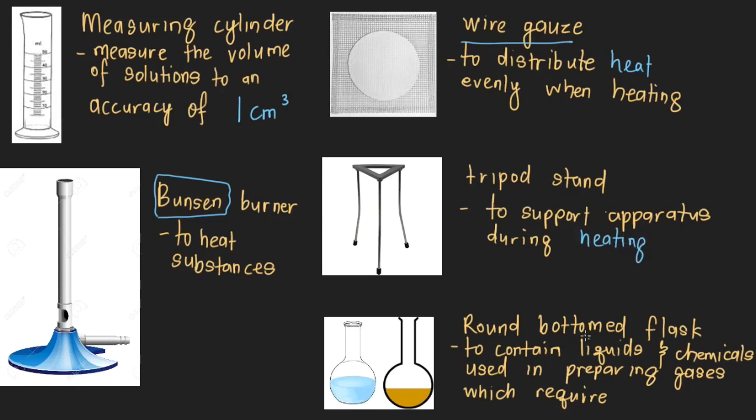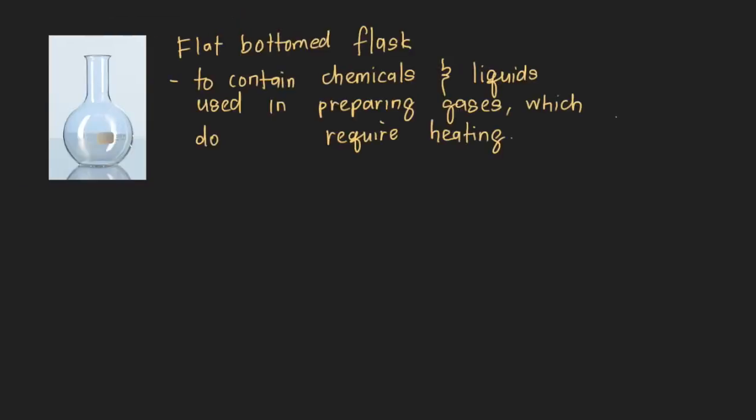A round-bottomed flask is used to contain liquids and chemicals used in preparing gases, which requires heating. And finally, a flat-bottomed flask to contain chemicals and liquids used in preparing gases which do not require heating.